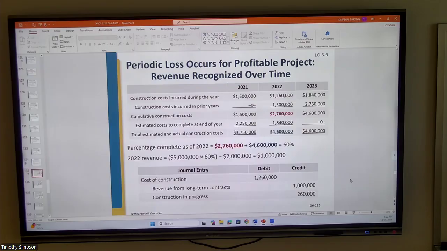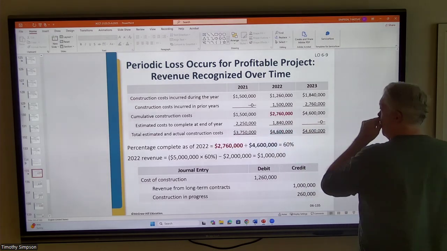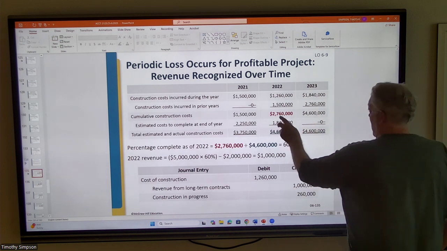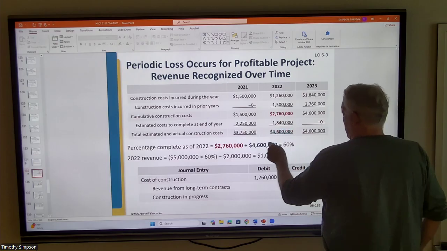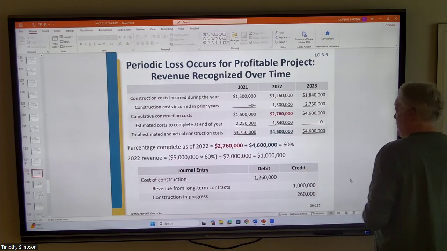So at the end of 2022, it looks like we had $2,760,000 in cumulative costs. That was higher than what we were previously. I think we were something like $2.5 million, right? Yeah, I think it was $2.5 million. So we're at a higher figure here. So if we divide that by the $4.6 million, this is a new figure here, right? We're only at 60% completion.